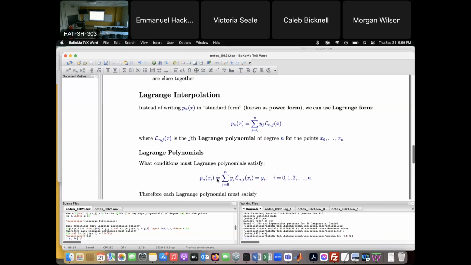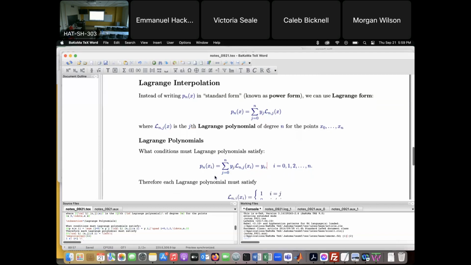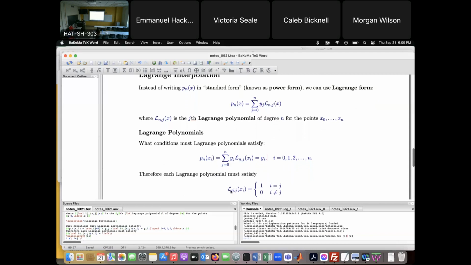Now the only way that this is guaranteed to happen regardless of what the x and y values are. I mean, we're assuming the x values are distinct, but otherwise, there's no limitations whatsoever on the x's and y's. I need this to be true, that these Lagrange polynomials must be equal to 0 at all of the x values, except for one of them, at which it'll be equal to 1.